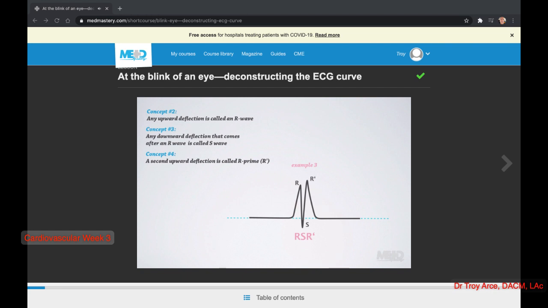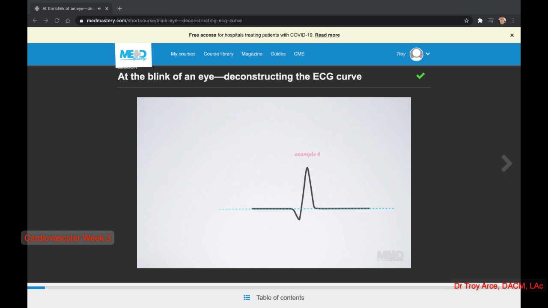Okay, so let's try another one. Again, pause the video and try for yourself. Then come back and see how you performed. Okay, so let's see the solution. According to concept number 1, the first downward deflection is called a Q wave. According to concept number 2, any upward deflection is called an R wave. So we have a QR pattern here. Are you ready for some more examples?